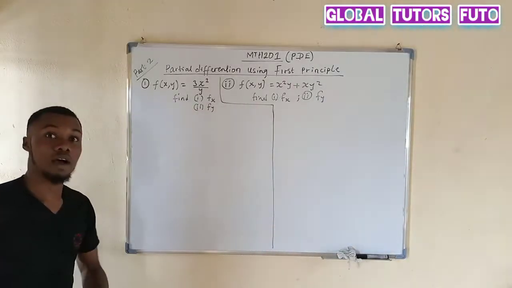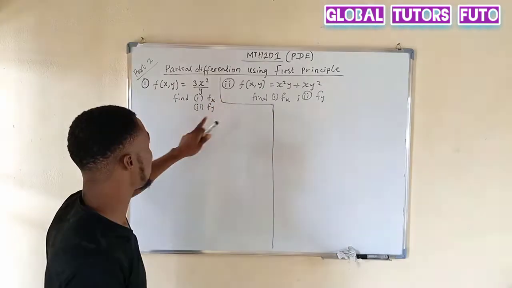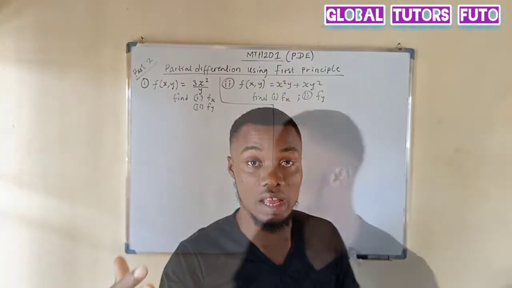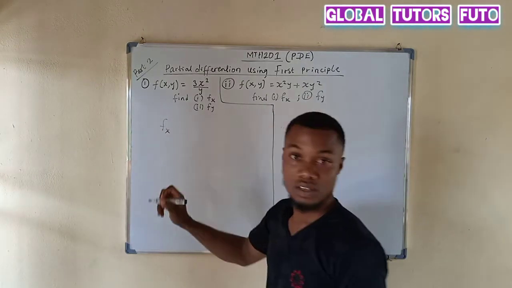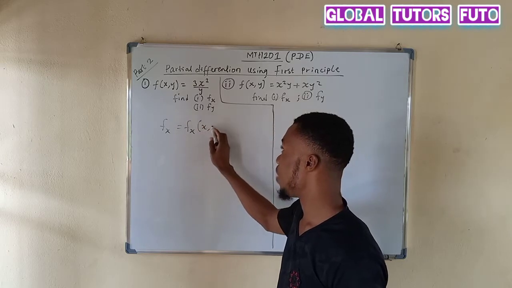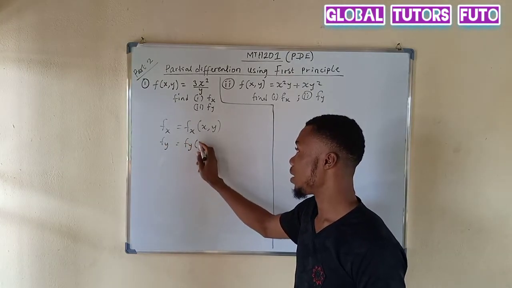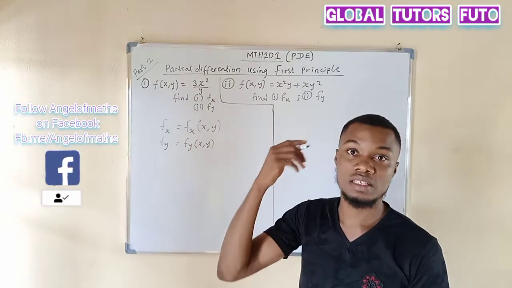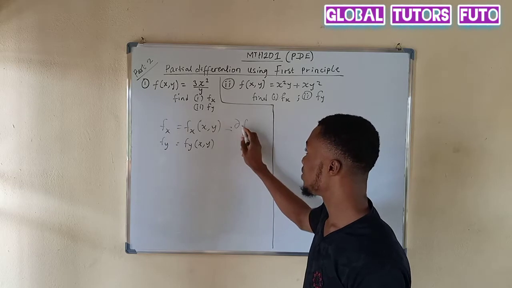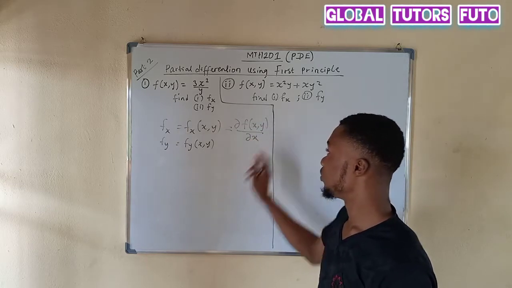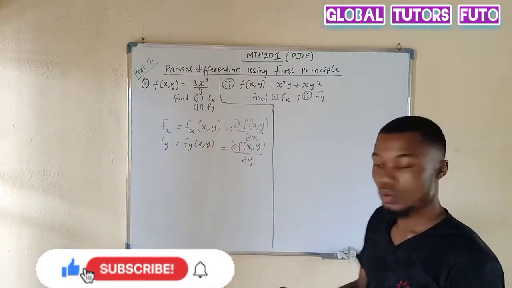Now, question number 1 says f of x comma y is equal to 3x squared over y. So we're asked to find f sub x, then f sub y. In our previous class, I explained what f sub x means and what f sub y means. I said that f sub x of x comma y can still be represented as f sub y bracket x comma y. This means the first derivative of the function with respect to x. Remember that this is partial differentiation. And this means the first derivative of the function with respect to y.